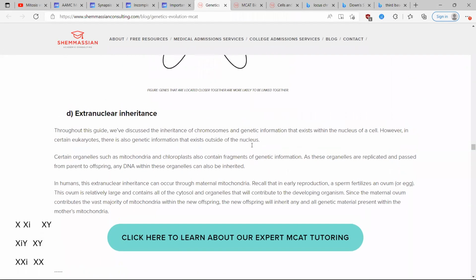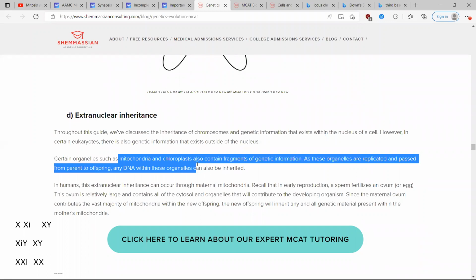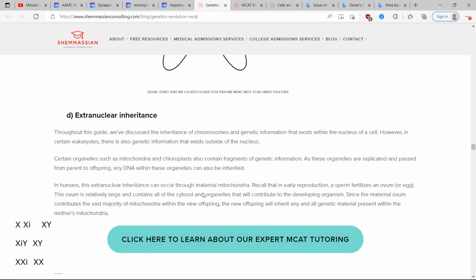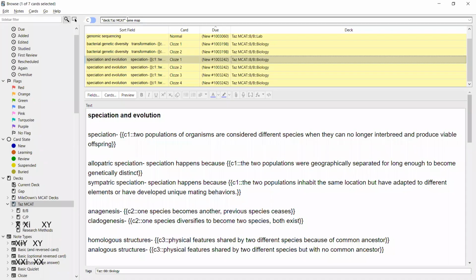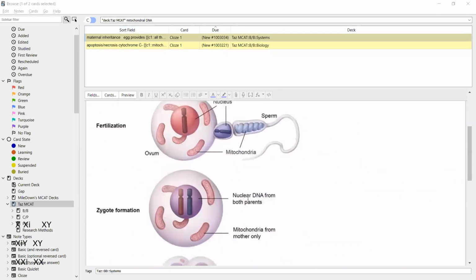Extranuclear inheritance, genetic information that exists outside the nucleus. I'm sure you guys know that mitochondria has its own DNA, and those are fragments that can go. I wonder if that's a thing. I remember I think on my MCAT I had something asking about mitochondrial DNA. Yeah, inheritance of mitochondrial DNA.